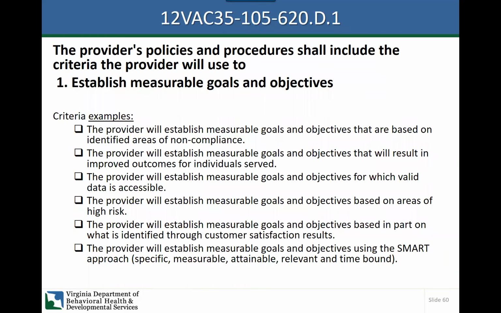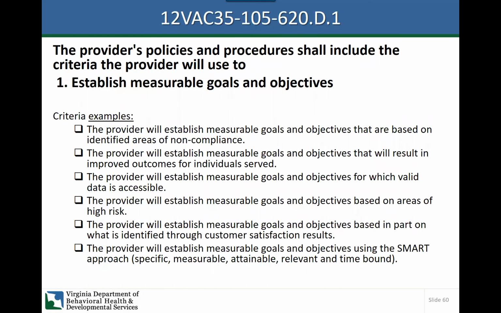Or we're going to establish measurable goals and objectives on areas of high risk. We're going to base it on what we get from our customer satisfaction surveys. So there are lots of things, and we're just providing some examples to consider. For me personally, I think the main question is, what do you really care about? So what do you see as the priority that you need to set as a goal and objective? And include that kind of criteria in your policy or procedure.